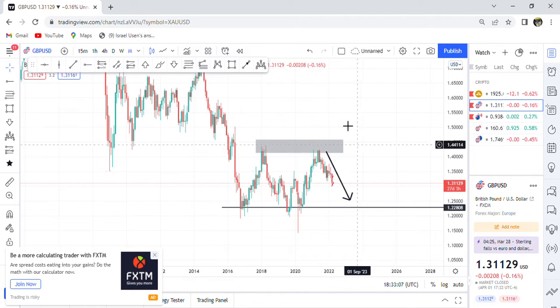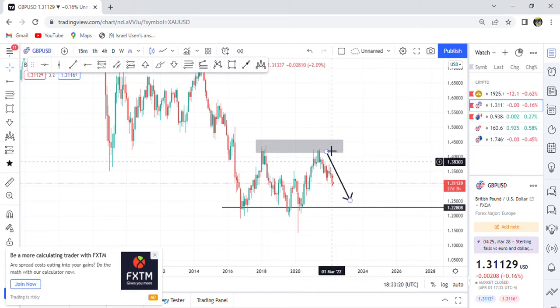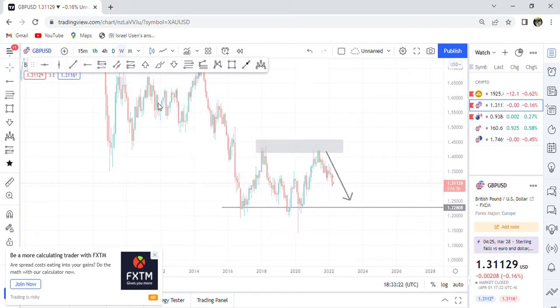So, really, I'd be advising to look for sales. If you are trading the higher time frame, you should be looking for all sales. That's about 700 plus pips. So go down to the weekly. Let's see what the weekly has for us.